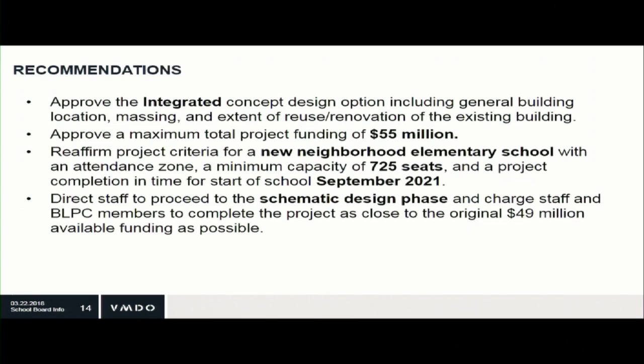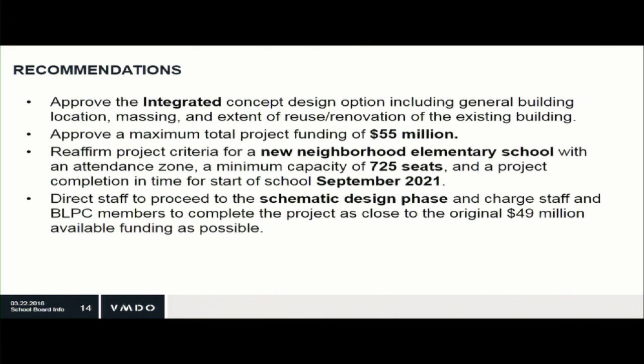And so in summary, the recommendations are to approve the integrated concept design, including the general building location, massing, and extent of reuse renovation of the existing building, to approve a maximum total project funding of $55 million, reaffirm the criteria that I first mentioned, that it would be a new neighborhood middle school for at least 725 seats to open elementary school. Thank you.